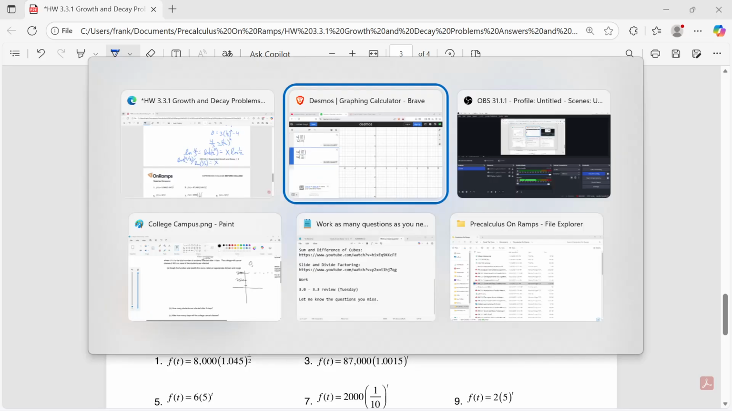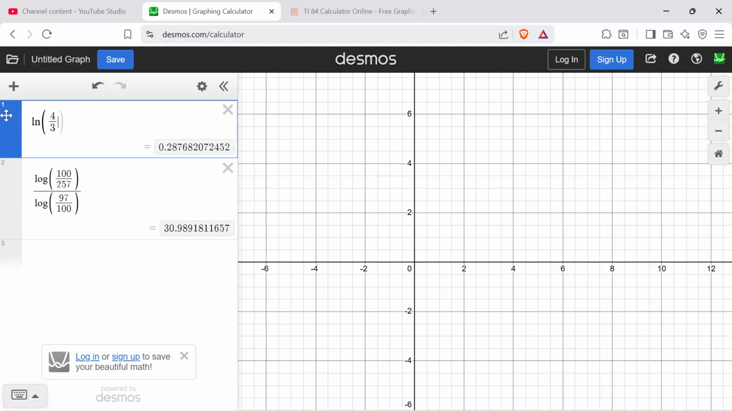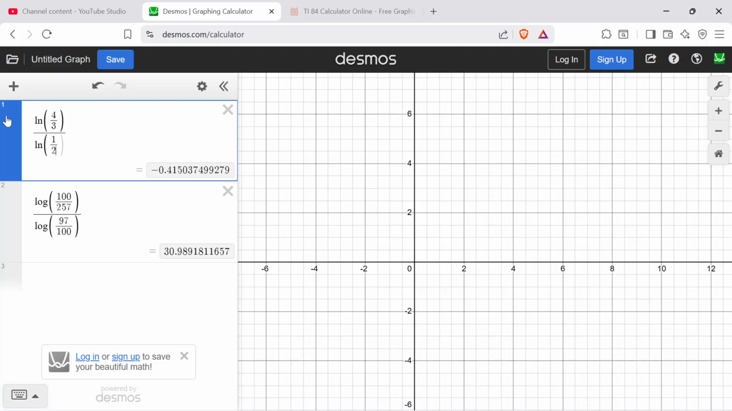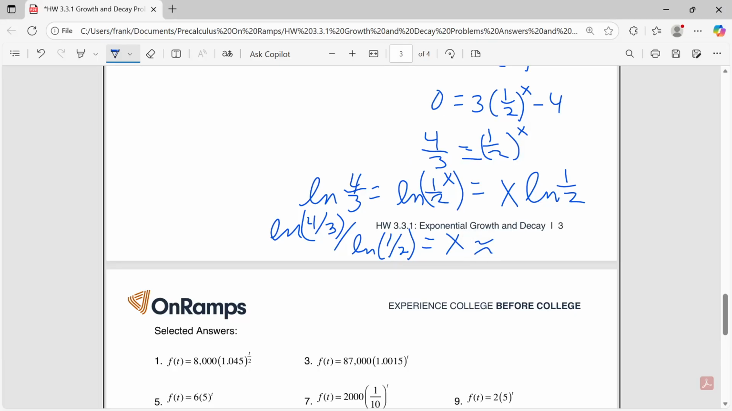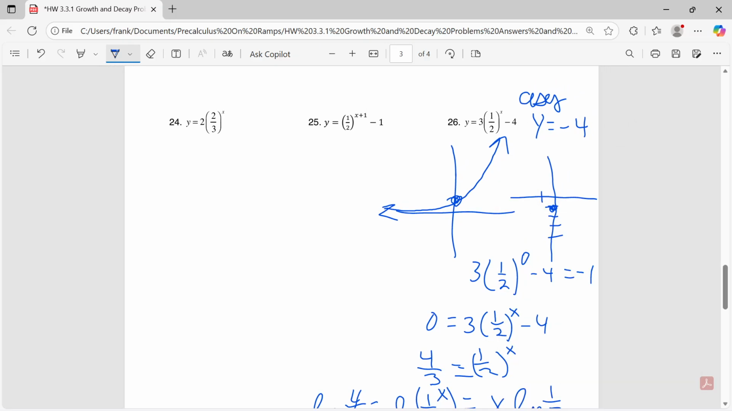And if I do that on Desmos, I can use log to any base. Natural log of 4/3 divided by natural log of 1/2, negative 0.415, approximately negative 0.42. So when y is 0, x is negative 0.42, somewhere around there. So I have key points of (0, -1) and (-0.42, 0). Those are some key points where it crosses the x and y axis, and it approaches there.